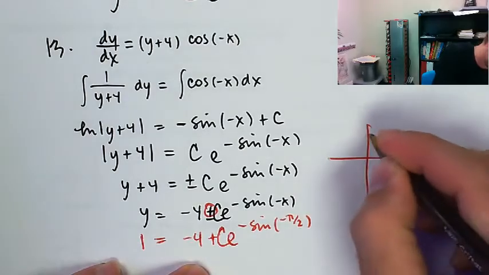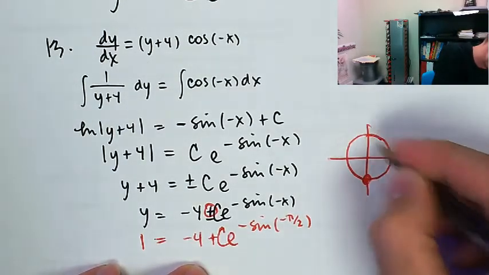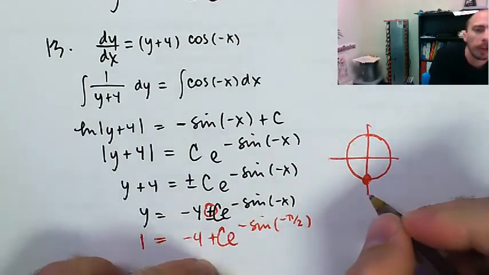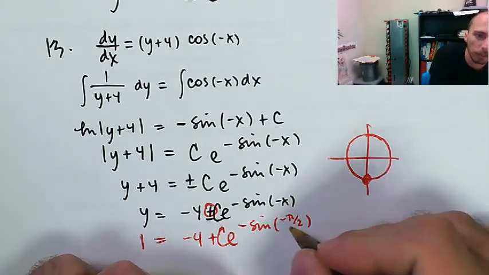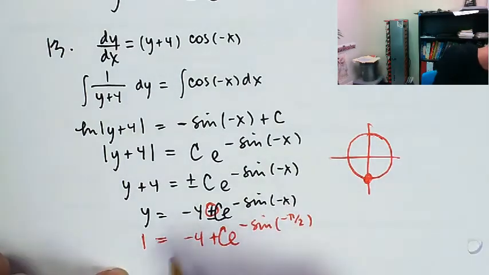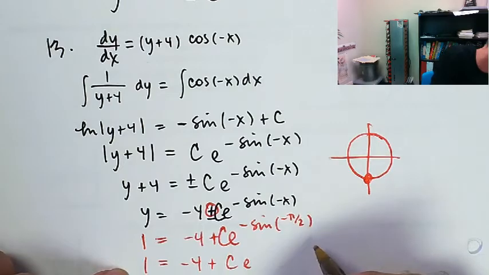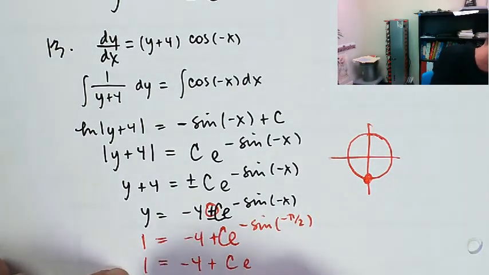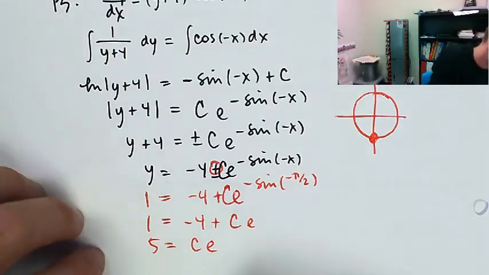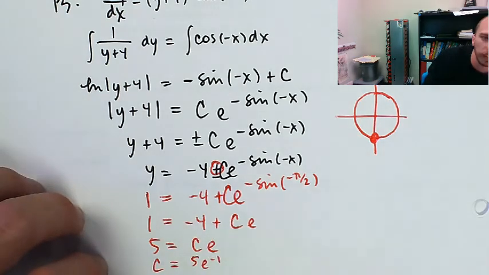All right, so trig. Negative pi over 2 is down here, right? Positive pi over 2, negative pi over 2, I just go backwards. And the sine is the y-coordinate, so it's going to be -1. So -1. Okay, so it's e to the 1. 1 equals -4 plus c times e to the first power. So I'm going to add 4 to both sides. 5 equals c times e. Whoops. And I'm going to get c, that's barely visible at the very bottom of my page. 5e to the -1. Maybe I'll say it like that.